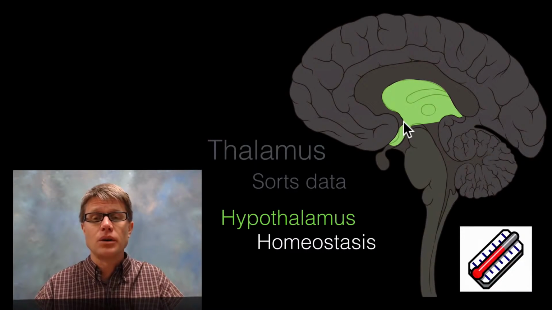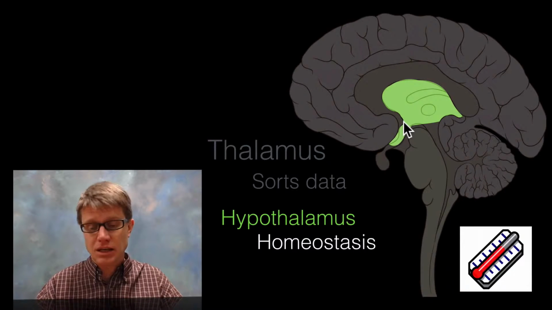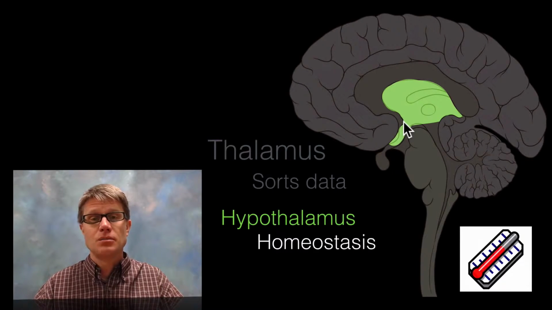What is that accountable for? It's homeostasis. So it's maintaining body temperature. It's maintaining osmolarity. All of that stuff is contained right up in the hypothalamus. Also important in circadian rhythms.